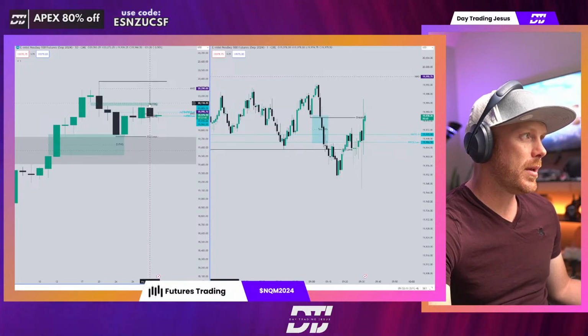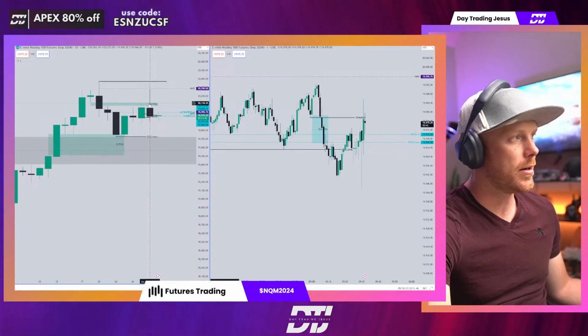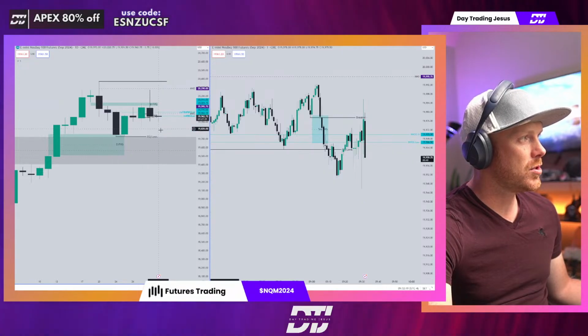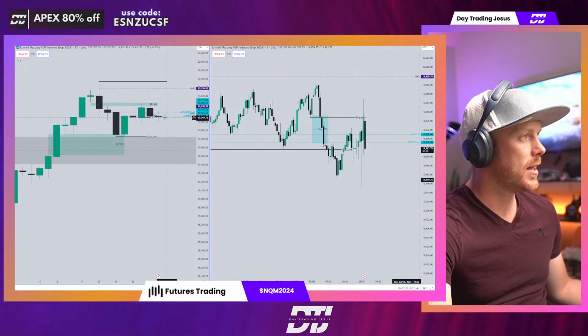Now this is giving me context. I have more context here. Now that we've wicked up into this daily fair value gap, I am looking for something to go lower. That's kind of the context I see here.